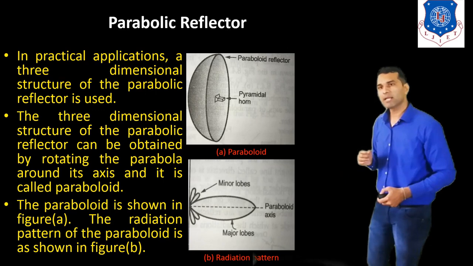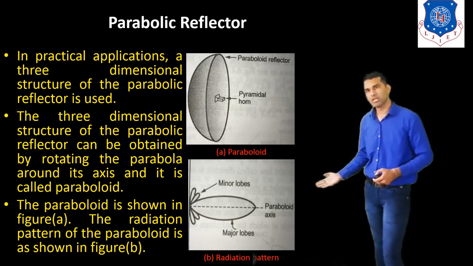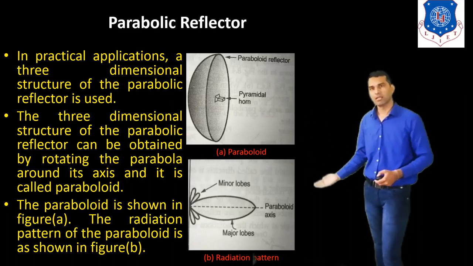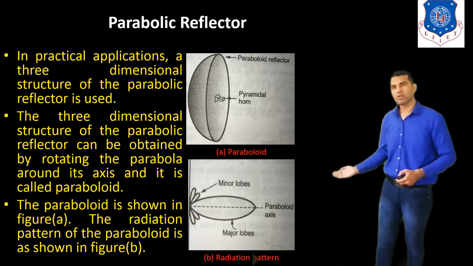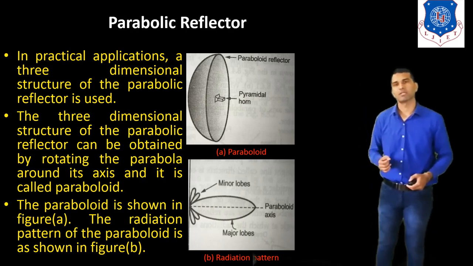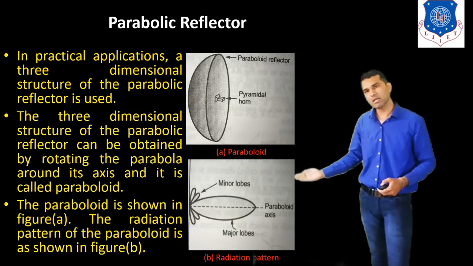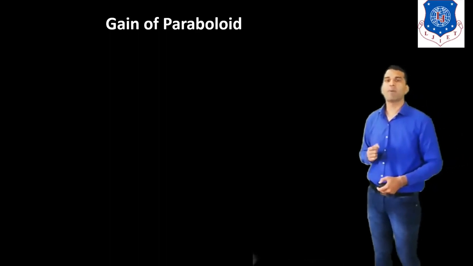The radiation pattern of the paraboloid is as shown in this figure. Here the maximum radiation is in this direction, on the right hand side, and a major lobe and also minor lobes are produced in practical application. So this is the paraboloid antenna and its radiation pattern. Now we discuss the gain of the paraboloid antenna.